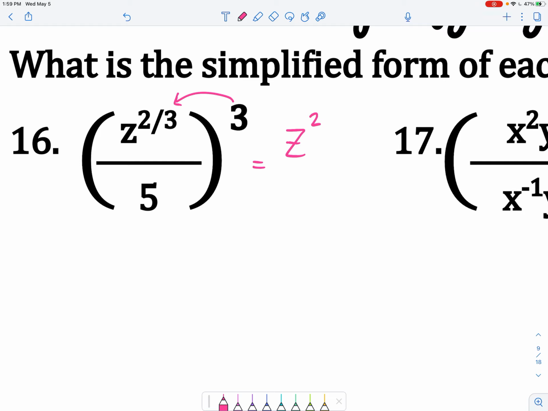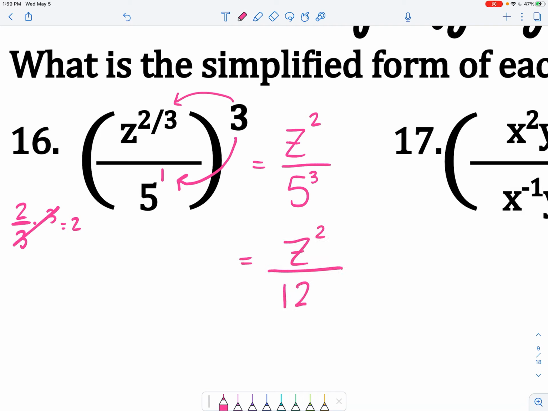You could probably tell I'm a little tired while recording this video. It should give us a 2, okay? 2/3 times 3, those 3's are going to cancel, leaving us with a 2. And then 5 is being raised to the power of 1, so it's now going to be a 5 cubed, which I can then further simplify to give me 125. Here's my final answer.